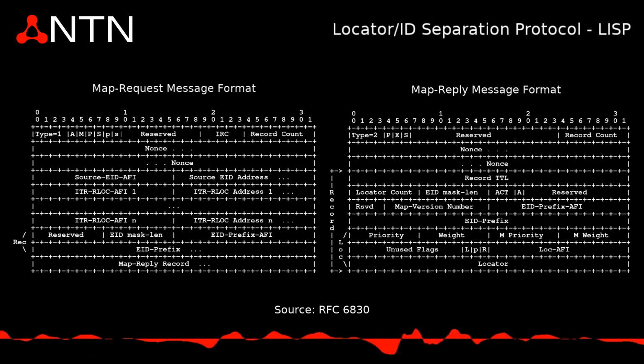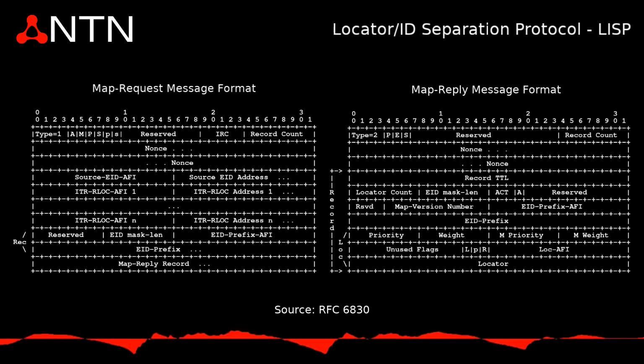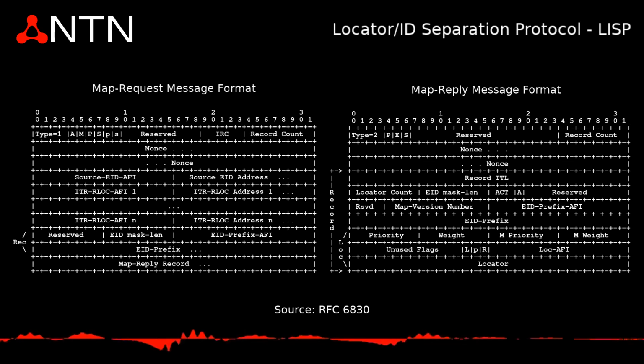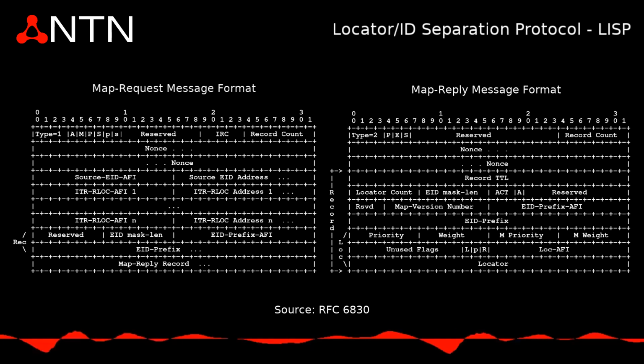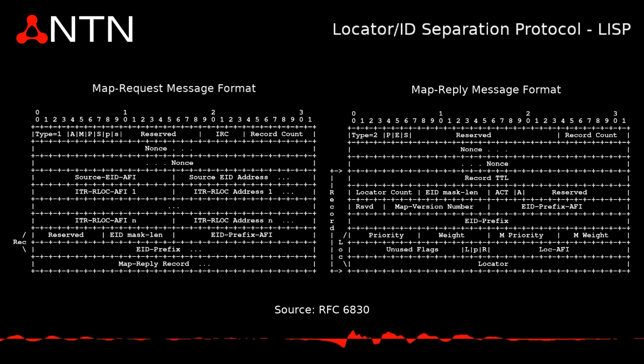When a map resolver receives a map request and the mapping is in its local database, the resolver will respond with a map reply. If it's not in the database, the resolver may take a couple of different actions. If the resolver can determine the EID is non-existent, it will respond with a negative map reply. Otherwise, it will forward the map request to either an authoritative map server or ETR, which will then respond to the request directly.